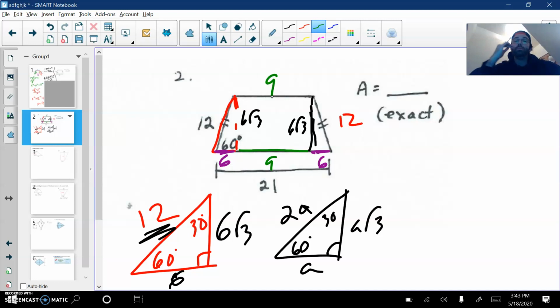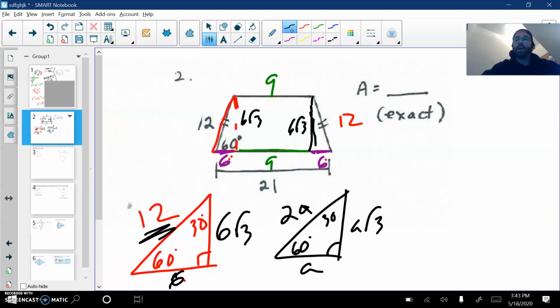I'm going to repeat myself again. This 6 here came from the 6 down there. That was our a. If this is 6, then this is 6. I know the whole thing is 21. 21 minus 6 minus 6, or 21 minus 12, gives me 9. This is a rectangle, so if this is 9, this is 9.